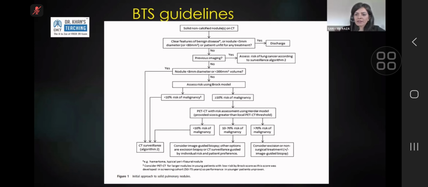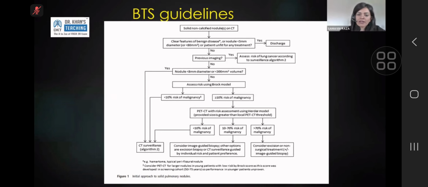So then the next cutoff is 8 millimeter. If it's smaller than 8 millimeter, you can recommend follow-up. If it's bigger than 8 millimeter, some trusts have an unsaid rule or a local standard operating procedure: if it's more than 8 millimeter, just give it to the thoracic radiologist or to respiratory. Let them handle it because they can do the BROCK and the MDT and all that.